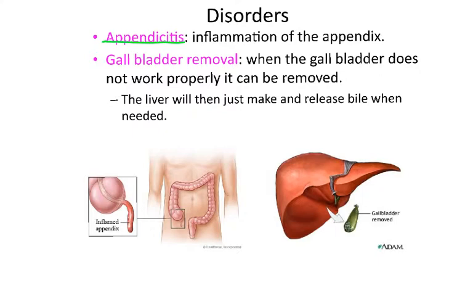Appendicitis is basically an inflammation of the appendix. The appendix is a little dead end portion that attaches to your large intestine right where your small intestine meets up. So your small intestine will be coming in right here on the green, and here's your appendix pictured.